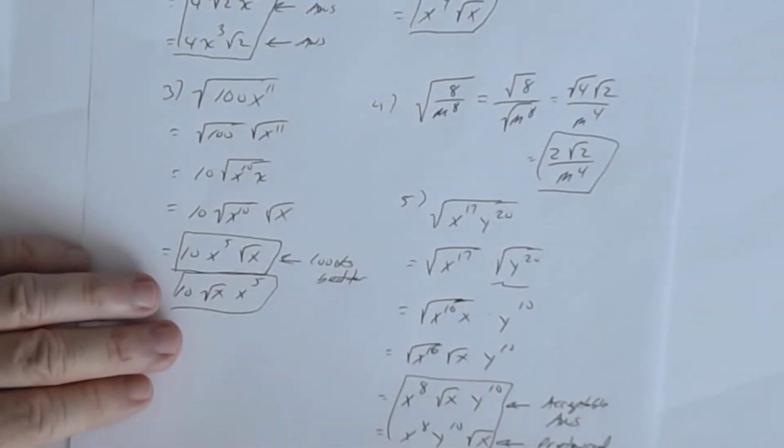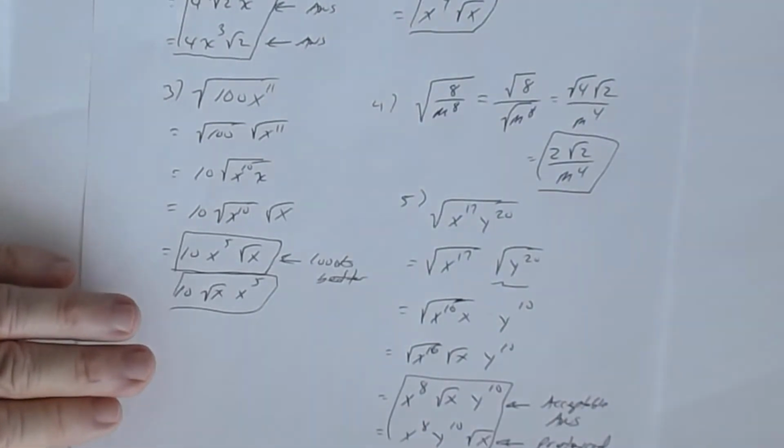Okay, let's look at number 6. So number 6, we have this for number 6. We have the square root.